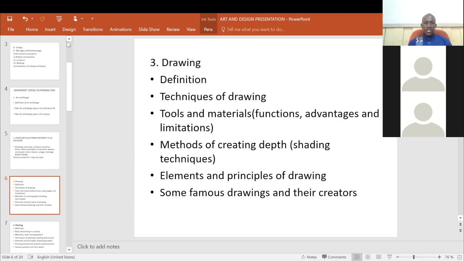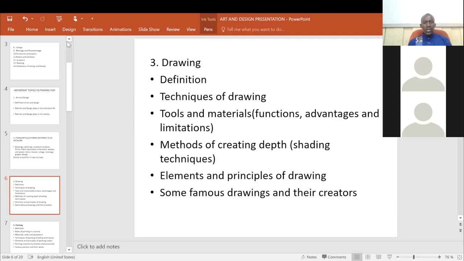Now, the elements and the principles are guidelines. They are simply foundations that help us create an art form. So for every artwork, there are those elements and principles that need to be considered, or rather we need them to guide us in doing the work.